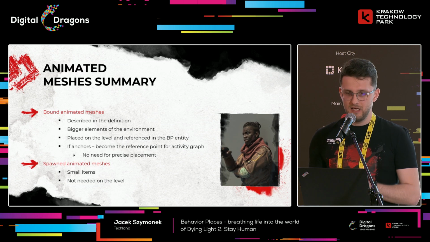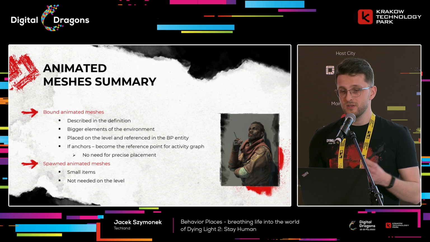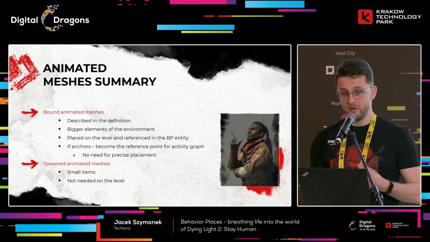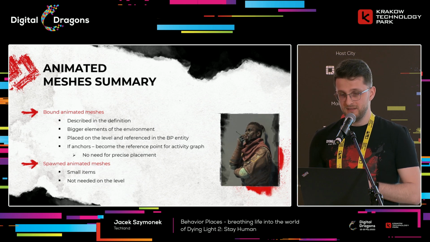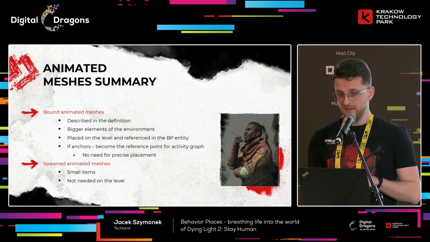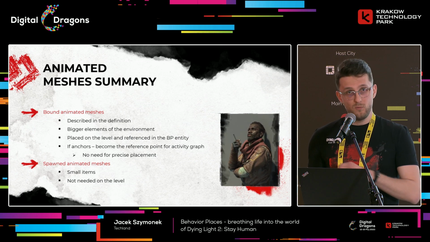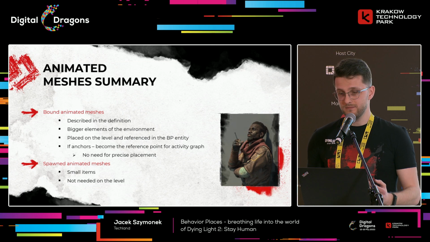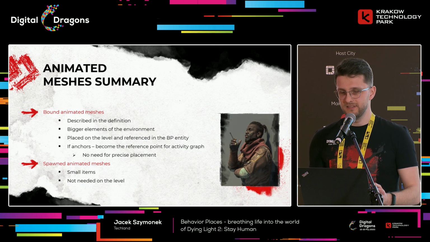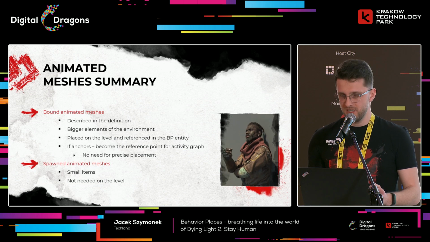Okay, let's summarize. When creating the behavior definition, animators give us additional metadata about the required animated meshes. So selected entities bind to the animator's definition, and they are fully controlled by the behavior place. Meshes which are unmovable are defined as anchors, which aligns the activity graph to their position without moving them. Additionally, small meshes which are not part of the environment can be spawned for the duration of the behavior.